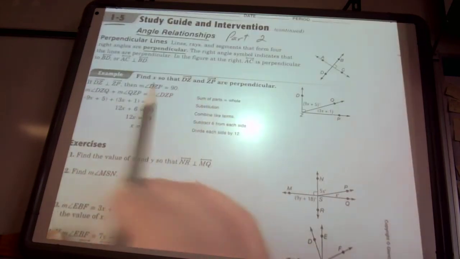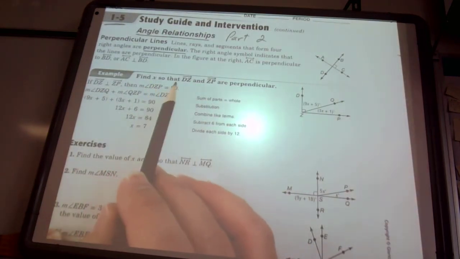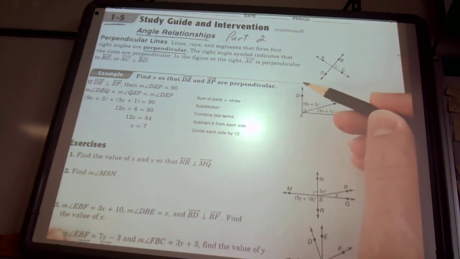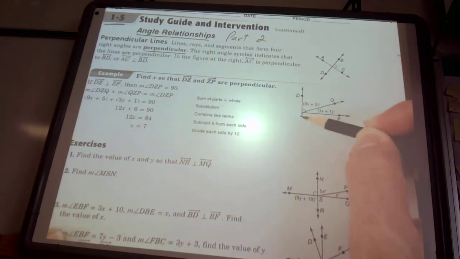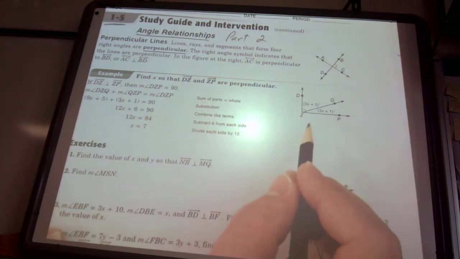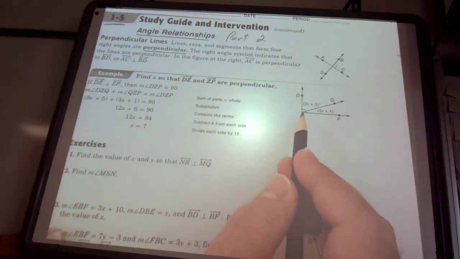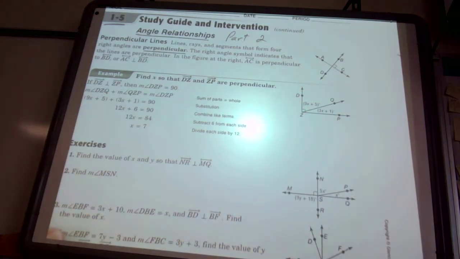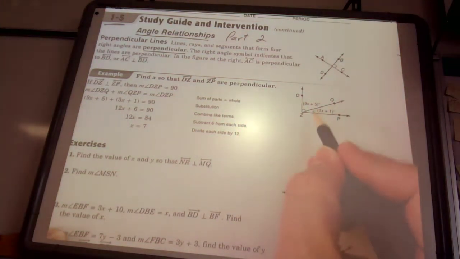All right, so I'm going to the example right here, and it says find x so that ray DZ, which I actually don't like, I think that should be named ray ZD, starting at that vertex Z right there, but it's okay, and ray ZP are perpendicular. The bottom line is, if it was a line, this would still work.